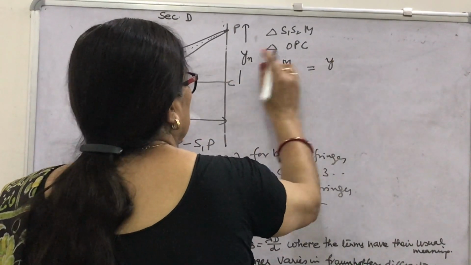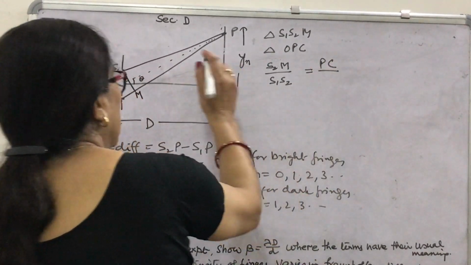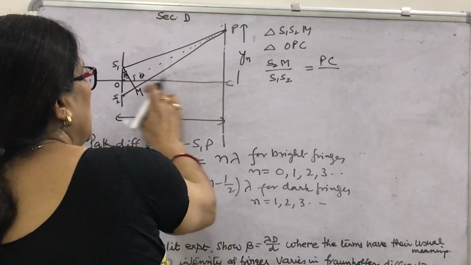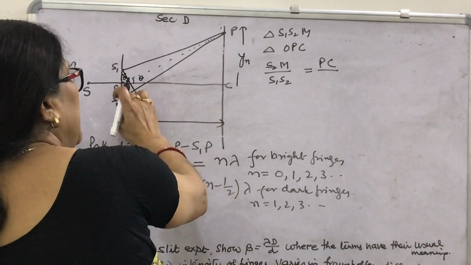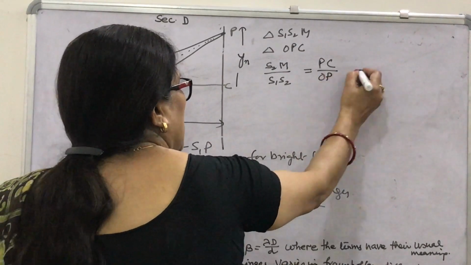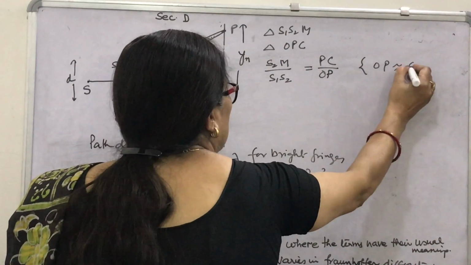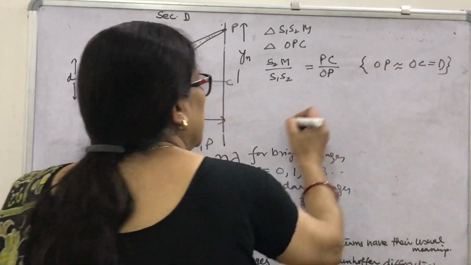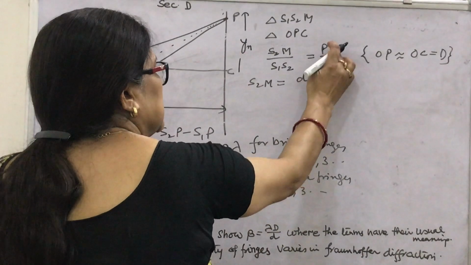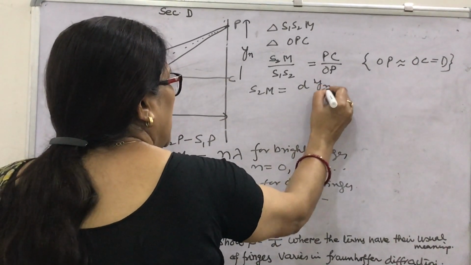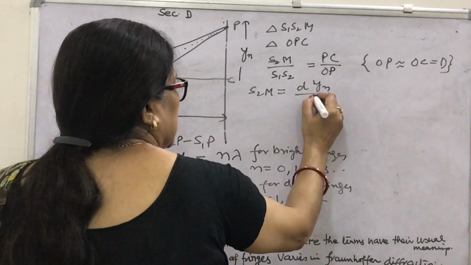You will write PC upon OC, with S1S2 on the other side. First of all I am writing OP, but since we suppose OP is the same as OC, that is equal to D, what will you write here? S2M upon S1S2, which is small d, equals PC, that is yn, upon OP, which is D.